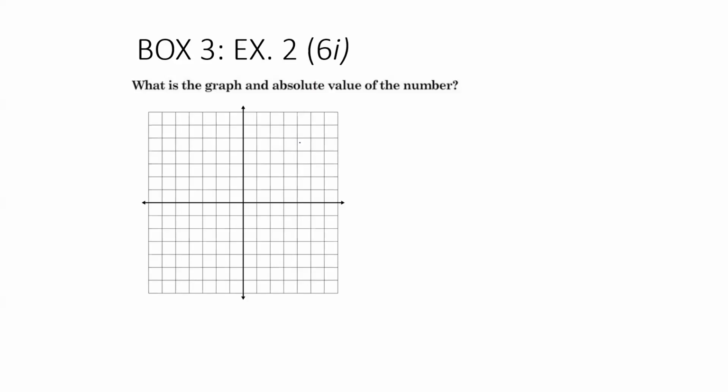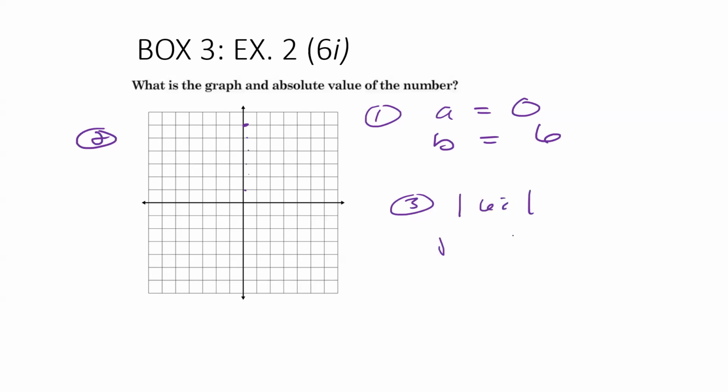Okay, so step 1 is to identify your real and your imaginary. What's your real here? 0. Good job. And what was your imaginary? 6. So when we come over here to step 2 to graph it, you're going to go to 0 and you're just going up. 1, 2, 3, 4, 5, 6. So therefore, step 3, finding the absolute value of 6i, that just equaled the square root of 0 squared plus 6 squared, which is just 6. You should have gotten 6.